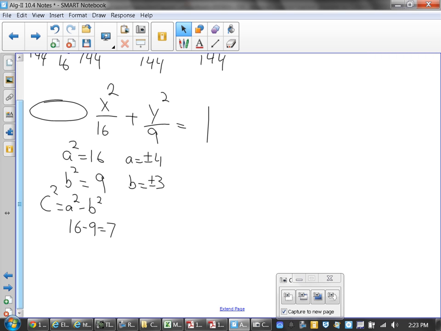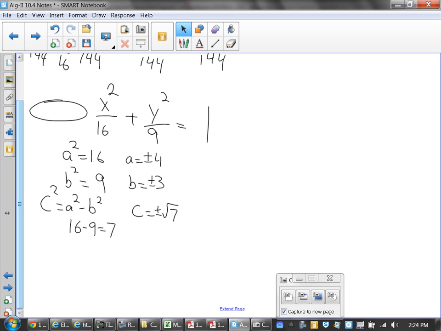So what will c be? c squared is 7, so it's going to be plus or minus root 7. And that's fine. You're going to find out over the course of doing a few of these that a lot of times your focus value is a weird root, and that's fine. I'll show you. You're going to be surprised at how easy it is.